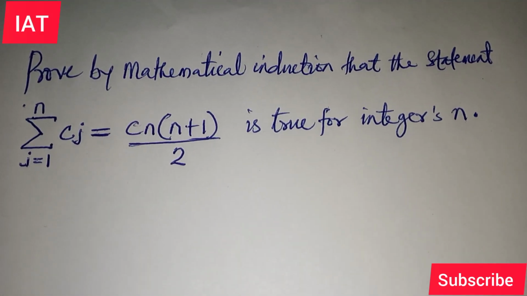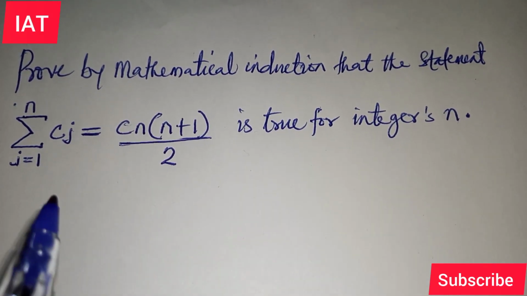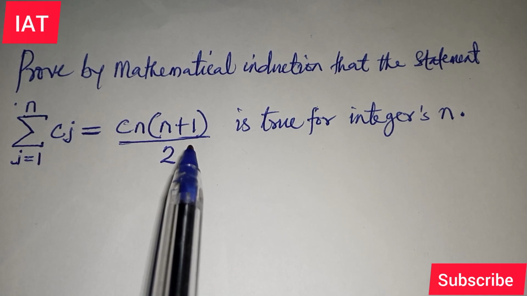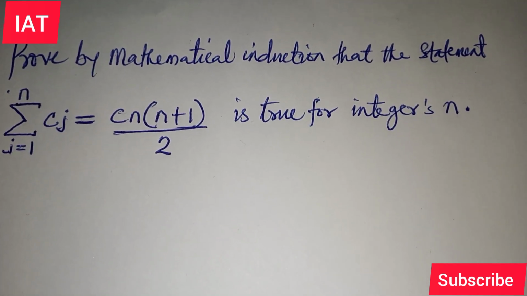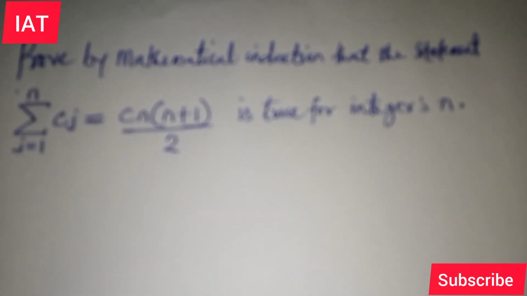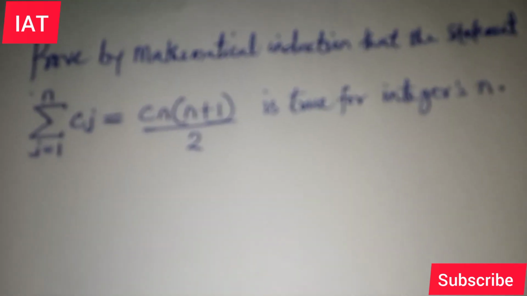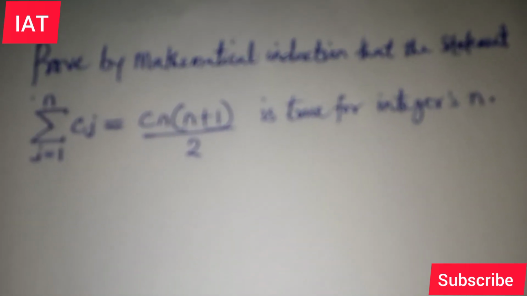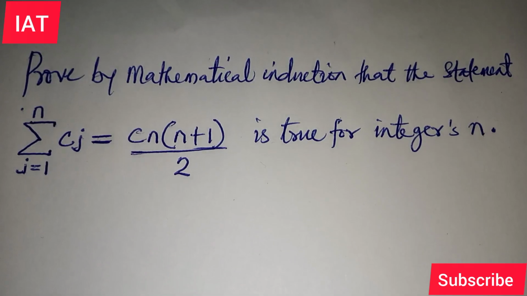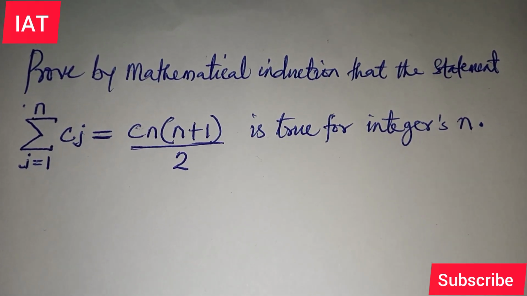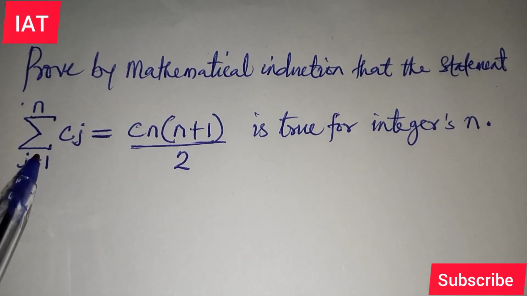In this video, I want to prove by mathematical induction that the statement you're having here is equal to the right hand side is true for integers n. But the first thing I want to do is to simplify this statement here, the statement you're seeing that has this sigma notation or summation notation. So how am I going to do this?